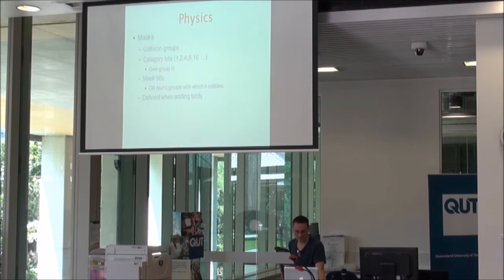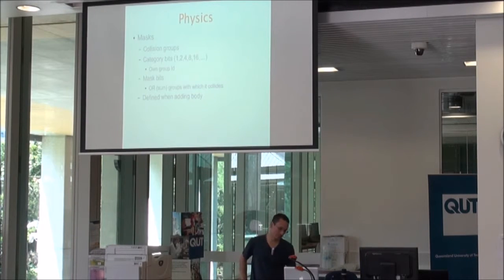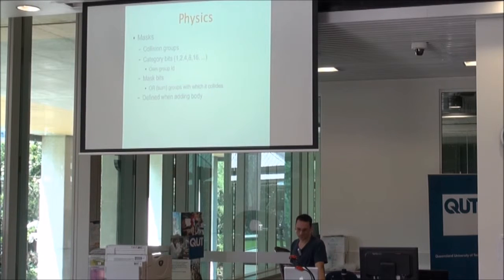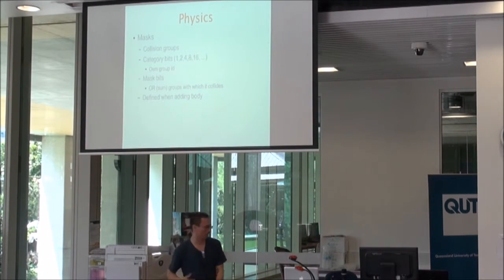For that, you have the category bits. Corona uses Lua, and Lua doesn't have bytes, so it just uses numbers. So you'll have to use 1, 2, 4, 8, 16, all the powers of 2. And then you use the mask bits to determine which groups the assigned body will collide with.